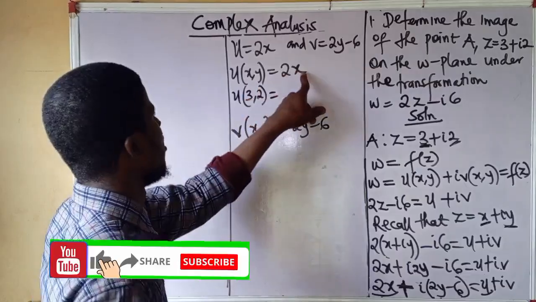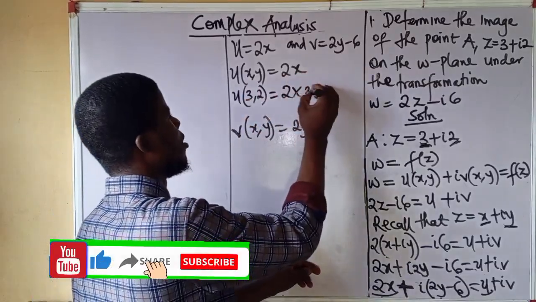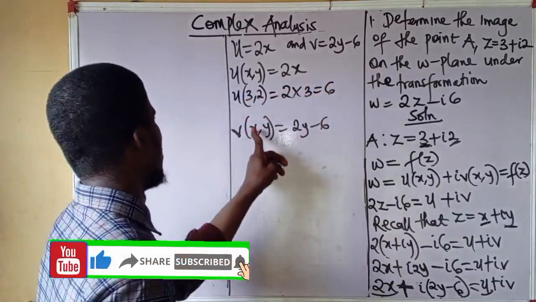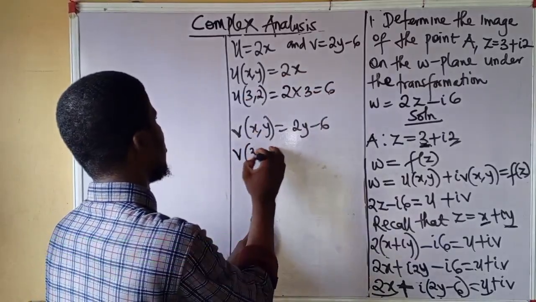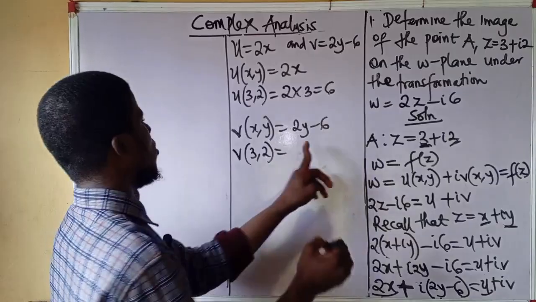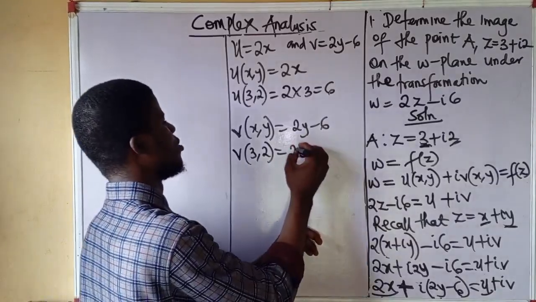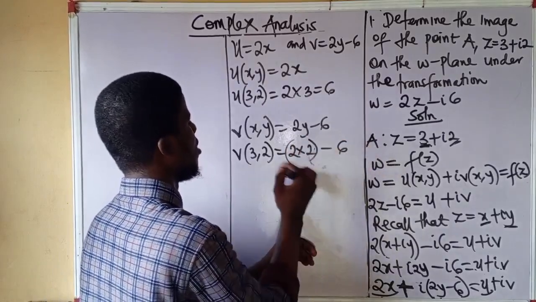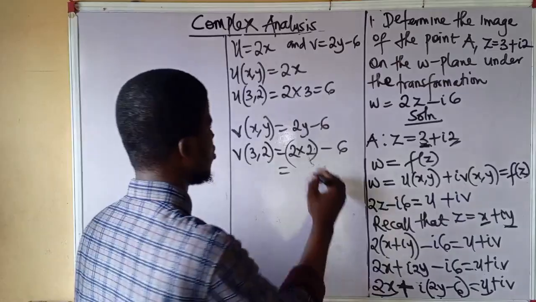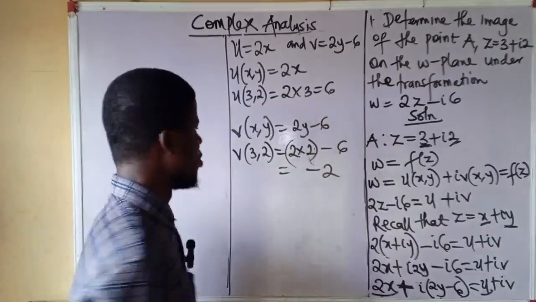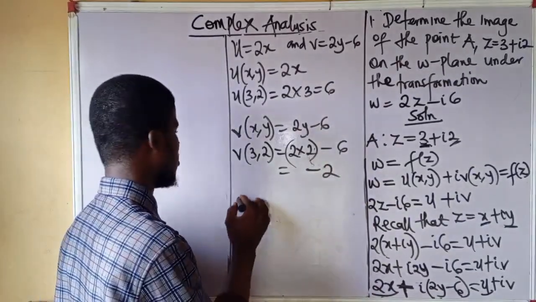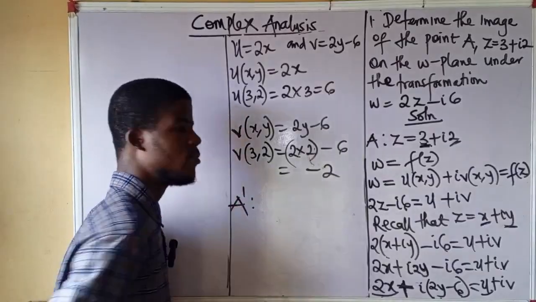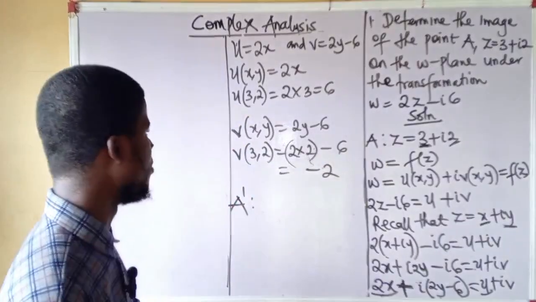If I plug in 3 here, that will be 6. 2 times 3 equal to 6. X is 3, y is 2. Plug in 2 for y, this will be 2 times 2 minus 6. 4 minus 6 is minus 2. So let the image of A be A prime.